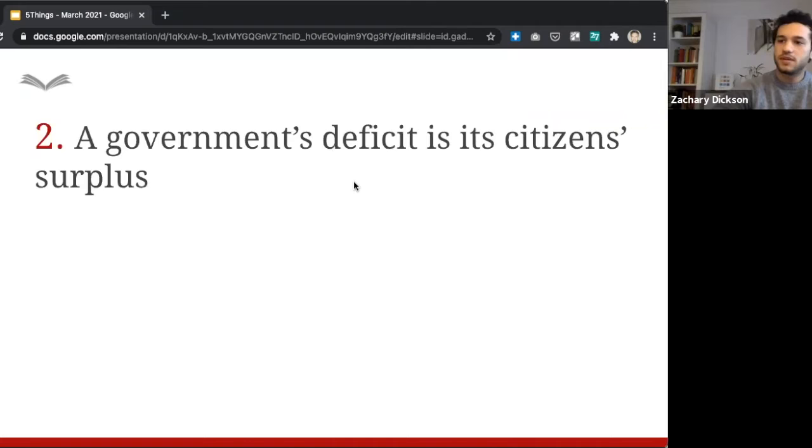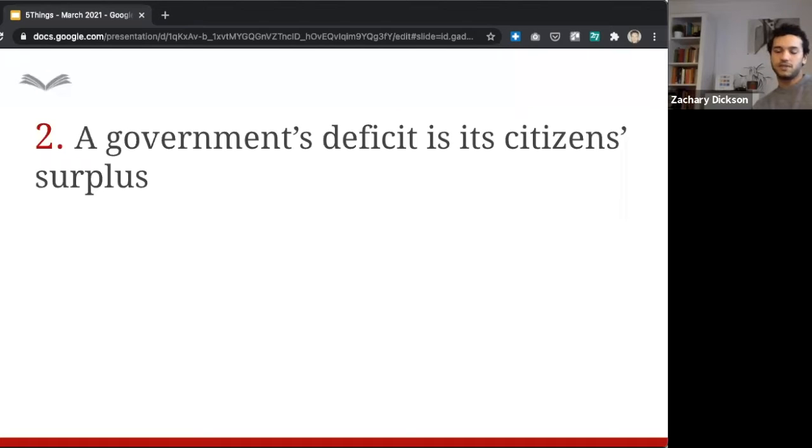The next thing that I kind of took away from the book was that the government's deficit is its citizens' surplus. So when the government runs a deficit, and just to clarify, a deficit is when the government has like a negative budget, right? When the government runs a deficit, that deficit is a surplus, at least for someone in society. So just by default, it has to be a surplus for some people. It could be for the NHS, it could be for wealthy corporations or business owners, but just by the nature of the government running a deficit, it has to be someone else in society's surplus.